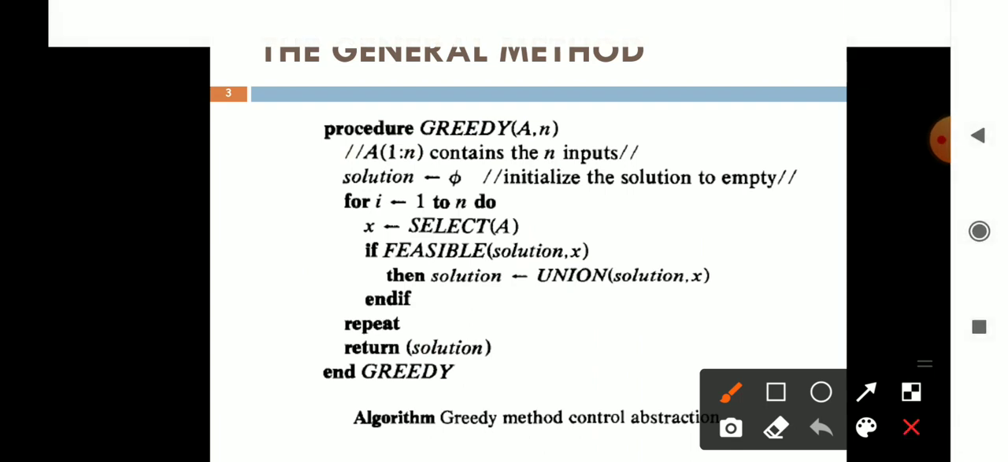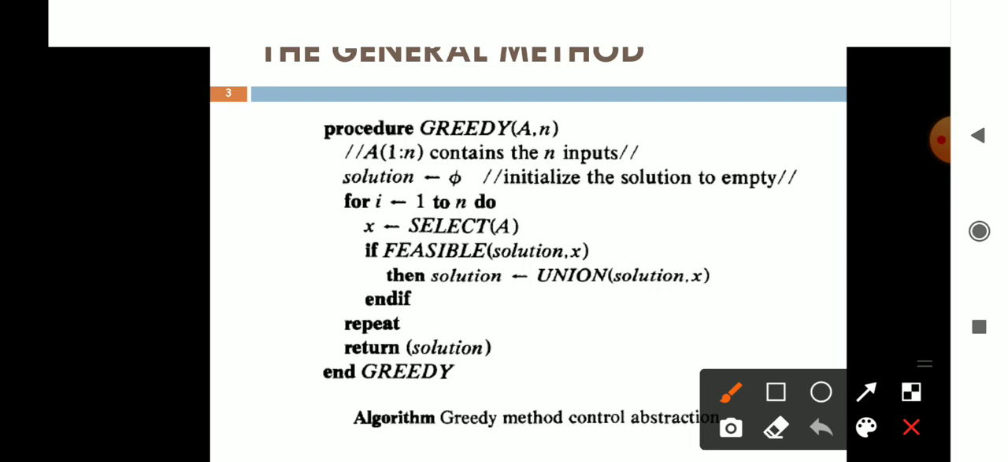General method of the greedy approach. So here we can describe this greedy method abstractly, but more precisely than above, by considering the following control abstraction. We are using this following abstraction. Control abstraction is how we are going to select the actual solutions from multiple solutions. So here we are having the general method.